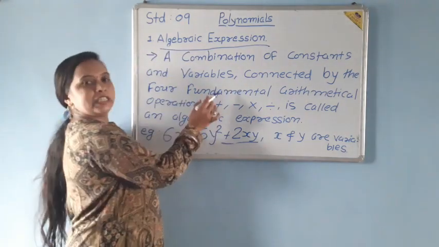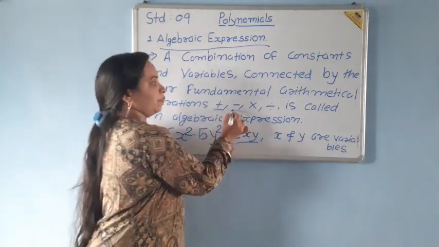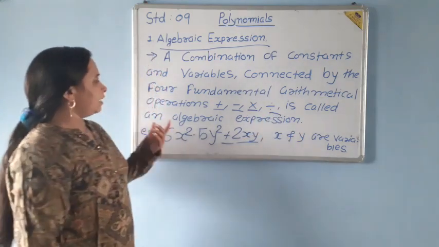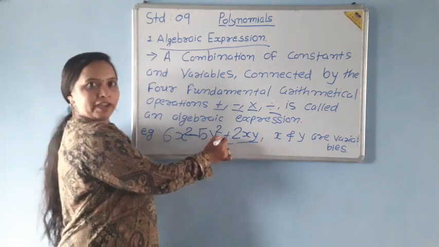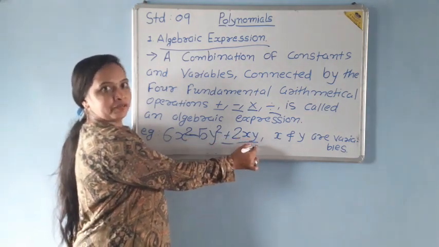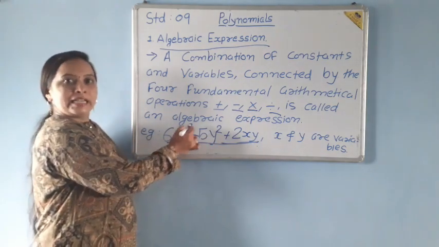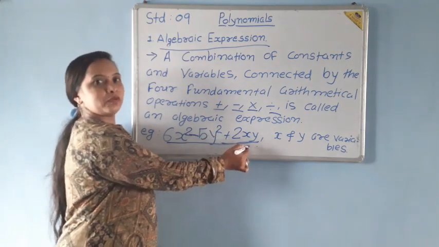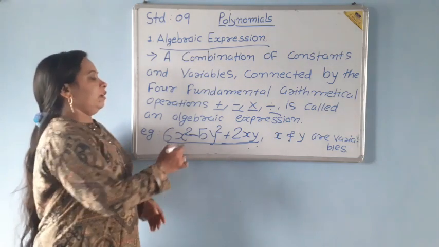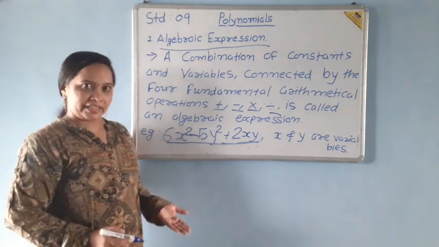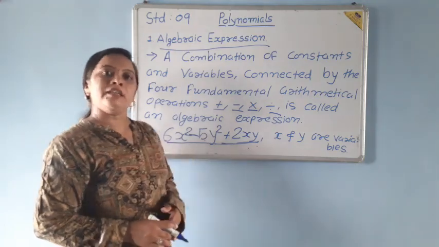A combination of constant and variable connected by the four fundamental arithmetic operations, plus, minus, multiplication and division, is called an algebraic expression. Like, for example, 6x square minus 5y square plus 2xy. This is known as the algebraic expression. Students, here x and y are known as the variables and 6, 5 and 2 are considered as constants.